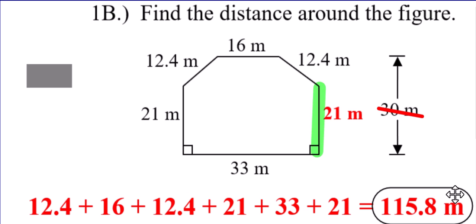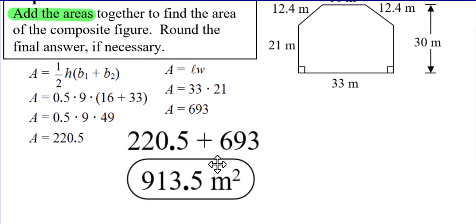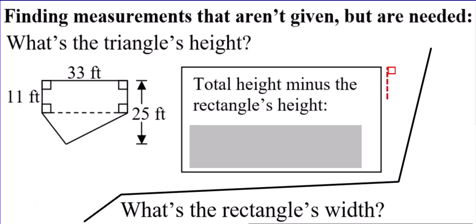Something you should note, distance around, which is the idea of perimeter, is regular units. So this is not square meters. This is regular meters. If you go back to 1A, this was square meters because area is square units. So that's something we need to remember moving forward. Okay, let's turn to the next page.